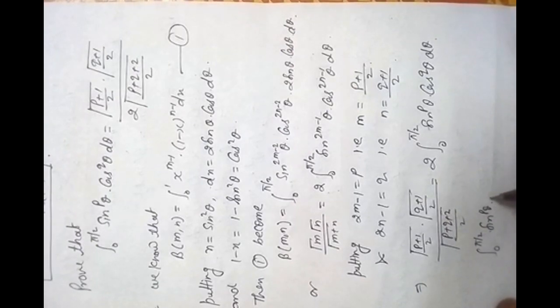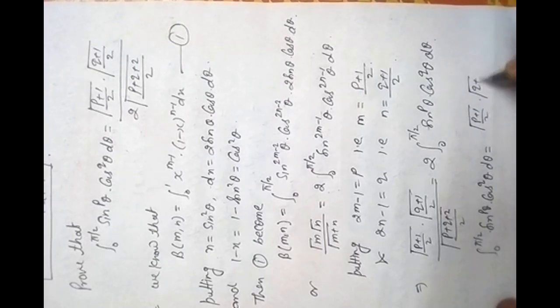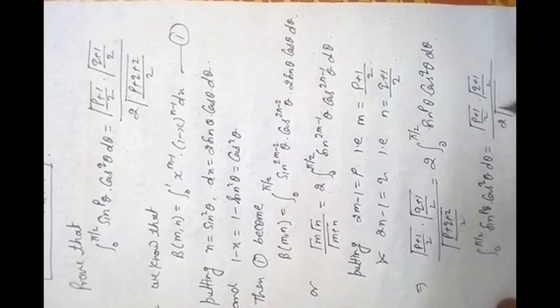So integral 0 to pi by 2 sin p theta cos q theta d theta is equal to gamma p plus 1 upon 2 gamma q plus 1 upon 2 upon 2 times gamma p plus q plus 2 upon 2.